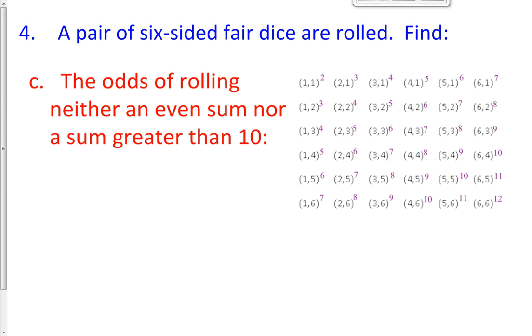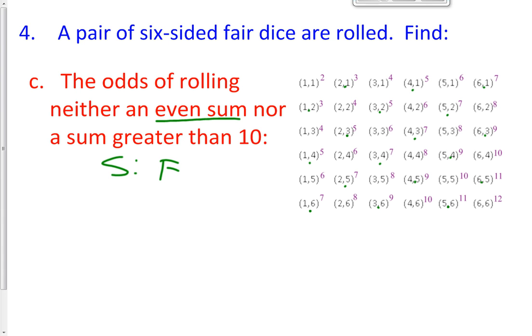Okay, letter C is kind of worded a little bit tricky. What are the odds of rolling neither an even sum nor a sum greater than 10? So you do not want an even sum. That means you want all of the odd ones. And you do not want a sum greater than 10. So you want all the ones that are 10 or less. So our successes then are going to be the odds, which is 1, 2, 3, up to 18.